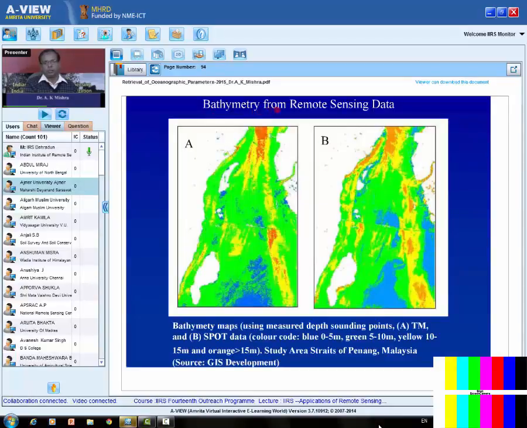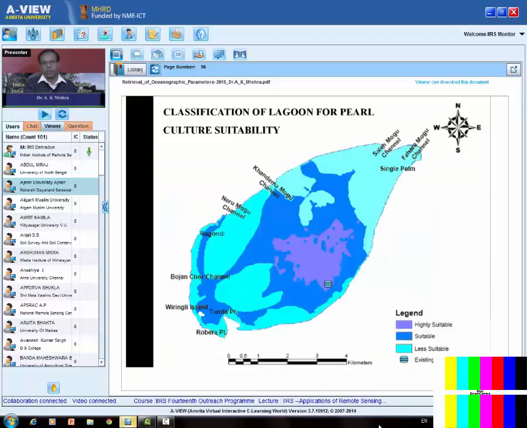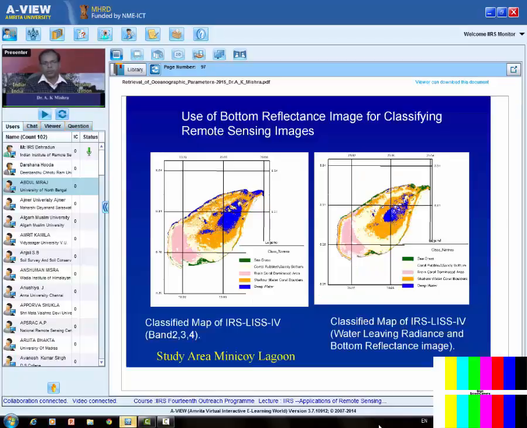And this is the bathymetry from the remote sensing data, that is, regression using the regression model. One is SPOT data, another is TM data. Different colors show you different depth contours. And this is the high resolution data, some study carried out in the waters of Minicoy Island, and we have classified the data for a GIS analysis to find out suitable sites for pearl culture.